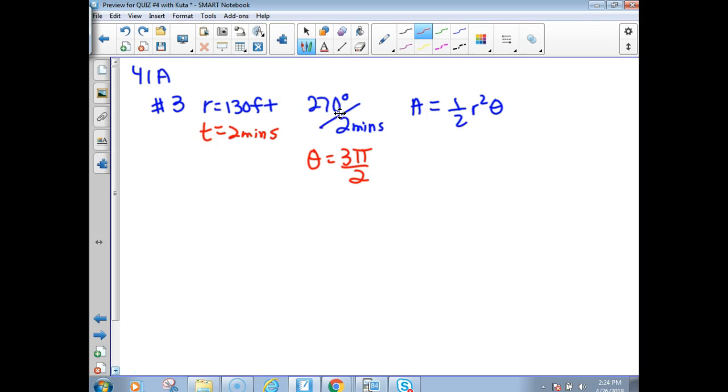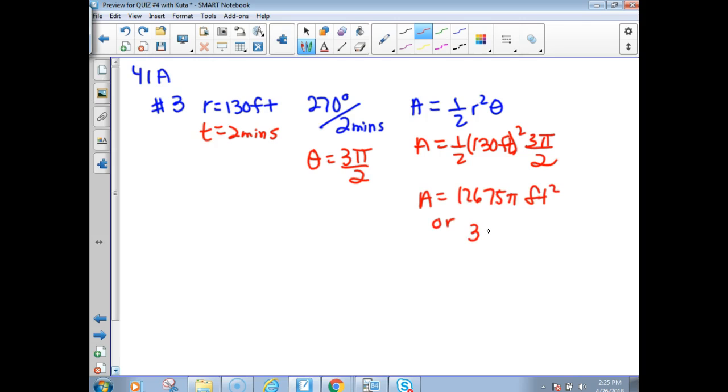This actually could have been converted to an angular velocity. It would be 3 pi over 2 divided by 2, which is 3 pi over 4 radians a minute. But we aren't needing that because we're just trying to find the area. So all you need to do is plug in your radius of 130 feet and square it, and then multiply by 3 pi over 2. If you left pi in the answer, it's 12,675 pi square feet, or in decimal form, 339,819.7 square feet.